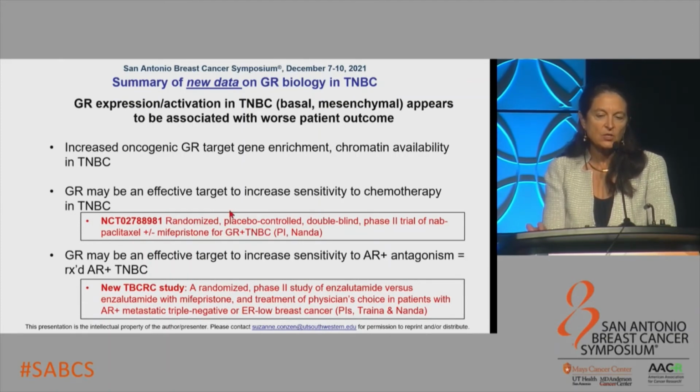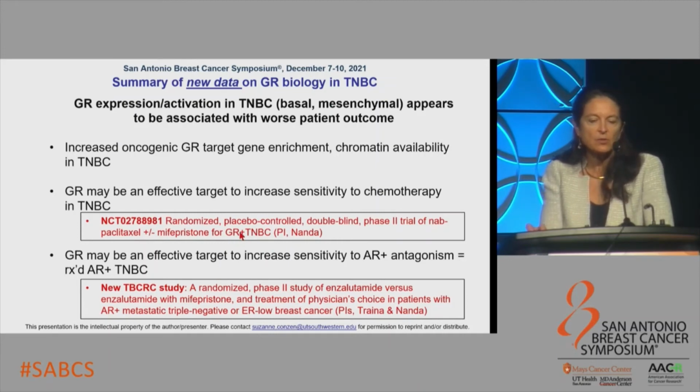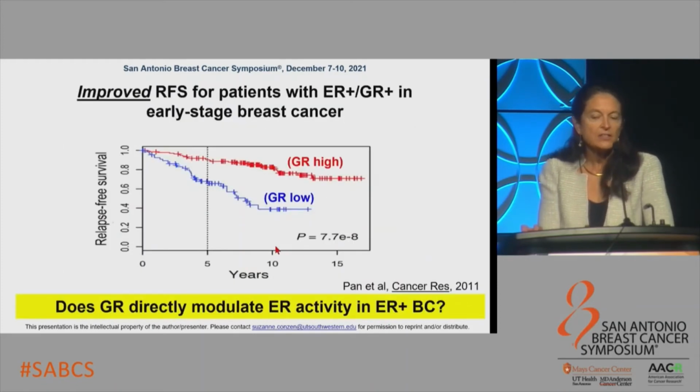Therefore, there is interest in targeting the glucocorticoid receptor as an effective target to increase sensitivity to chemotherapy in TNBC. There's a randomized placebo-controlled double-blind phase 2 study ongoing with nab-paclitaxel plus or minus mifepristone that's being run by Rita Nanda. And we also think GR may be an effective target in triple-negative breast cancer that expresses AR and is subjected to enzalutamide. This trial is being run by the TBCRC by Drs. Traina and Nanda.